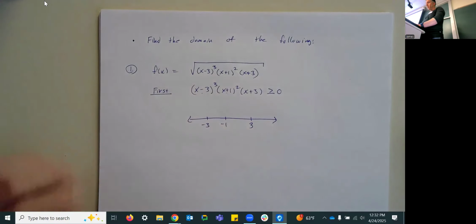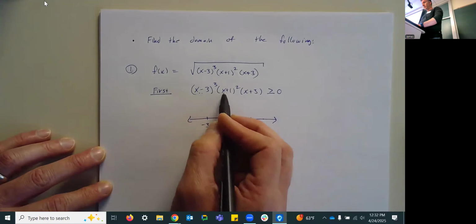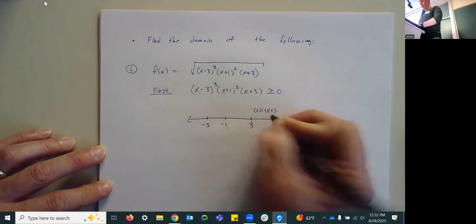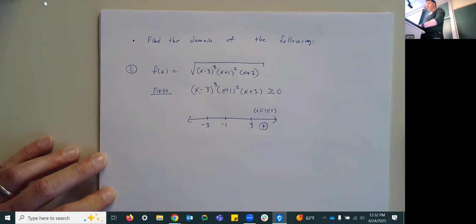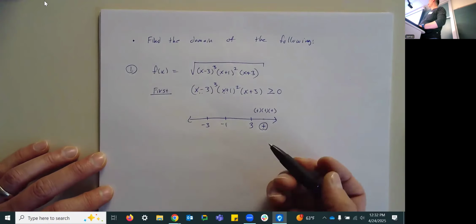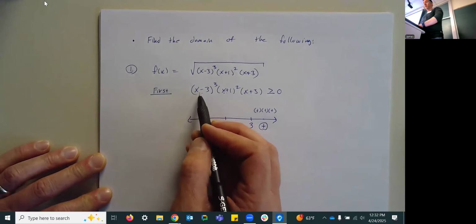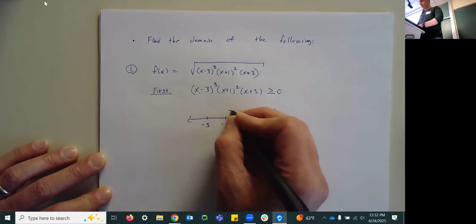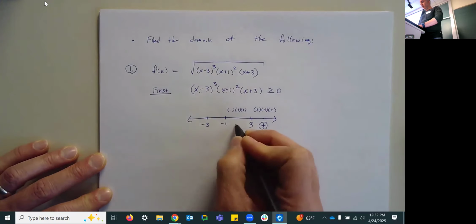We say, okay, if I pick a number larger than 3, like 4, that part's positive, that part's positive, that part's positive. I usually don't write positive times positive times positive, but you can, to say that the overall thing is positive there. And then if we pick a number between negative 1 and 3, I would always pick 0 if 0 is an option. 0 minus 3 is negative. A negative number cubed is still negative. 0 plus 1 is positive. 0 plus 3 is positive. So I have a negative times a positive times a positive, so that's going to be negative there.